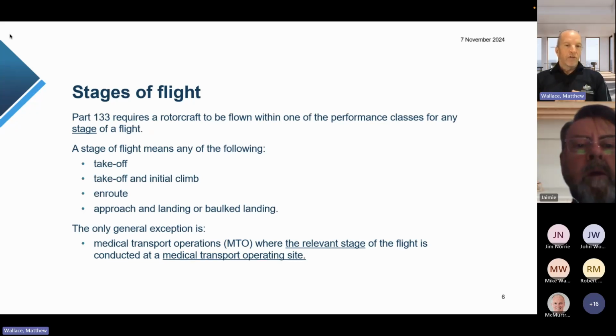The only general exemption is a medical transport operation where the relevant stage of the flight is conducted to a medical transport operating site. Whole different set of rules, but all it's saying is that going to a medical transport operating site, i.e. by the side of the road, you're exempt from the requirements of a performance class.